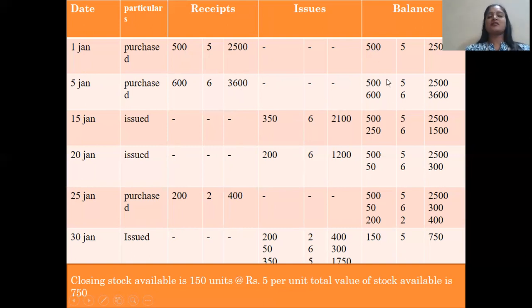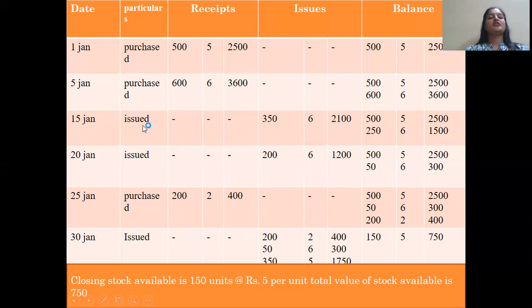500 is the balance. Earlier balance you had 500, cost per unit is 5 and 2500. Now, recently we have purchased 600 units. And what is the cost per unit? 6. Now, the balance available is 3600.